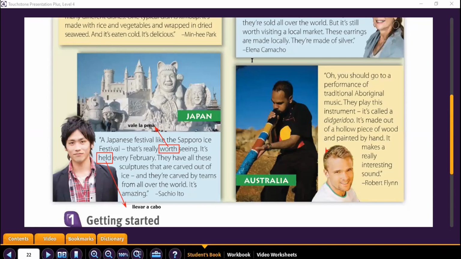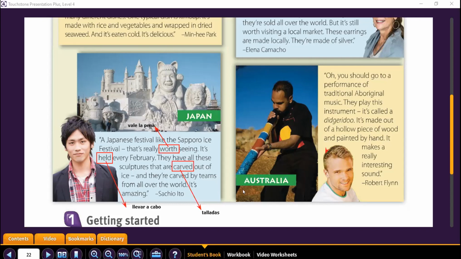They have all these sculptures. Y tienen todas estas esculturas that are carved. ¿Qué será carved? ¿Tallado? Talladas, exactly. That are carved out of ice. ¿En qué material tallan las figuras? En hielo. In ice. Yes, and they are carved by teams from all over the world, so it's amazing. Y son talladas por equipos de todo el mundo. Es magnífico, ¿no? Let's continue with Australia.